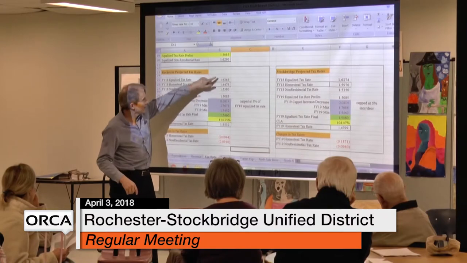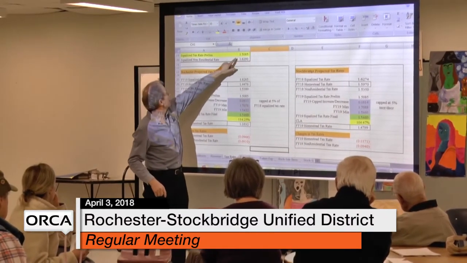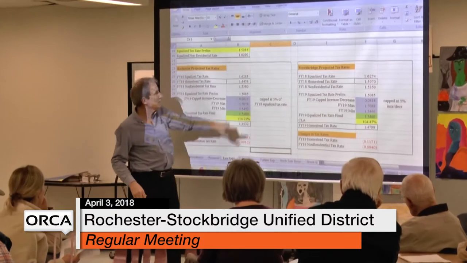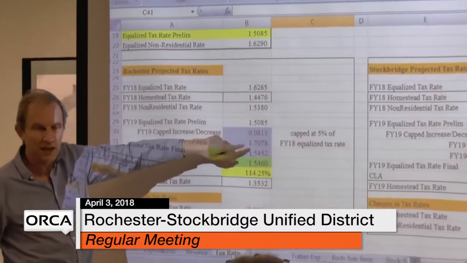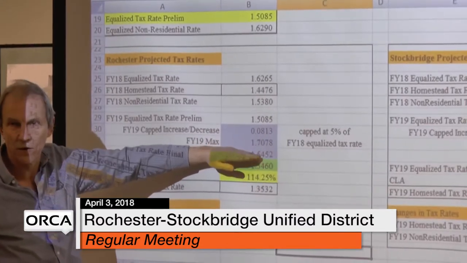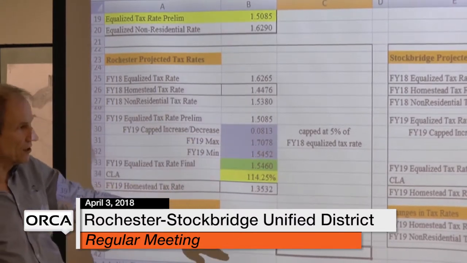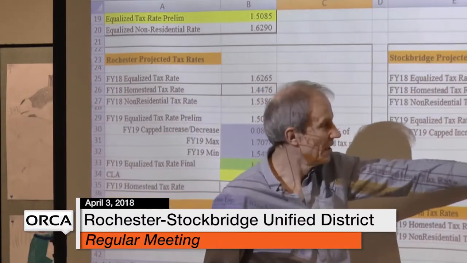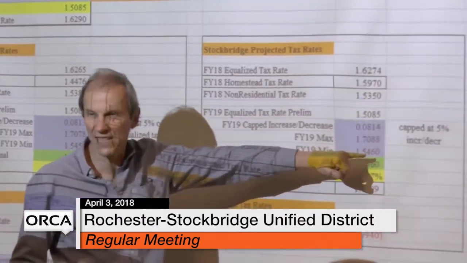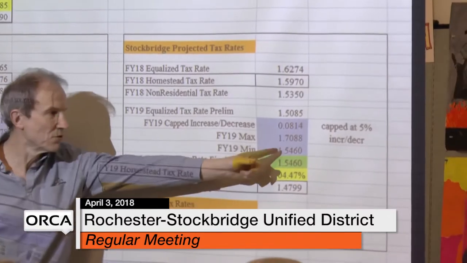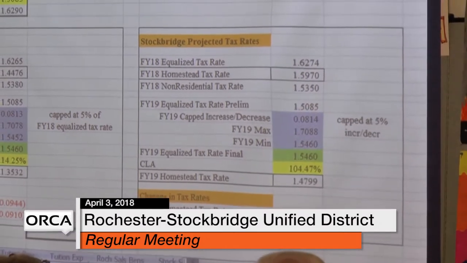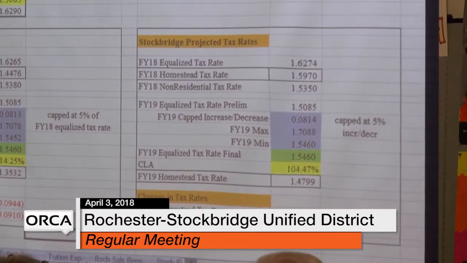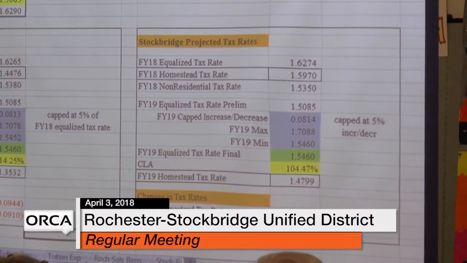So here we see that we calculated that the equalized tax rate preliminarily was $1.50 and it falls outside of the range of the 5%, so it cannot go below $1.54, so far as Rochester is concerned. So far as Stockbridge is concerned, it cannot go below $1.54 or $1.60. So this is the one that rules. So that's what our minimum, or what our actual tax rate will be for next year based on this budget is $1.54, $1.60. But our spending only brings us to $1.5085.